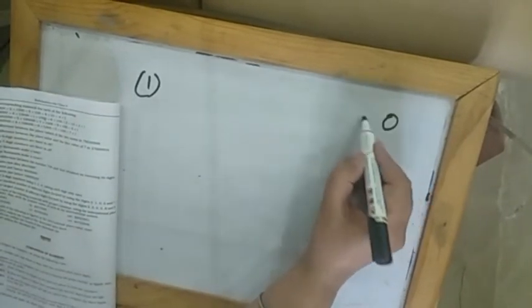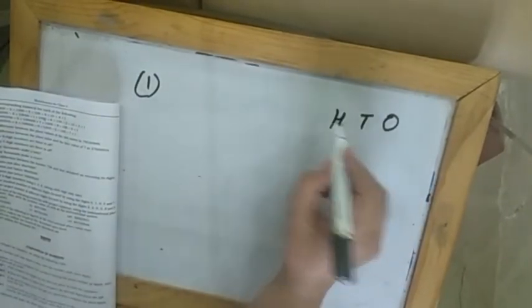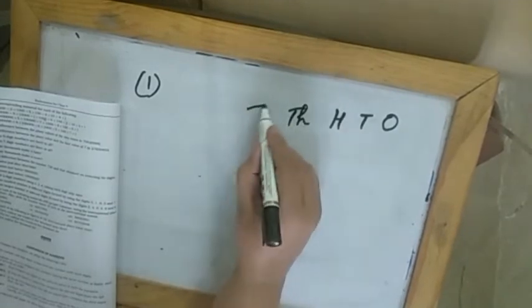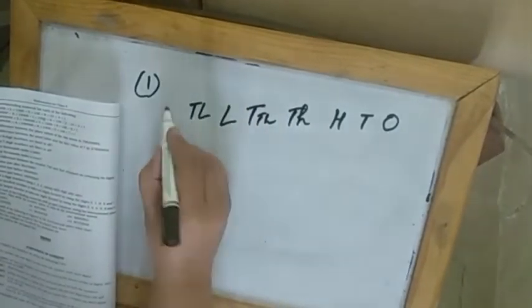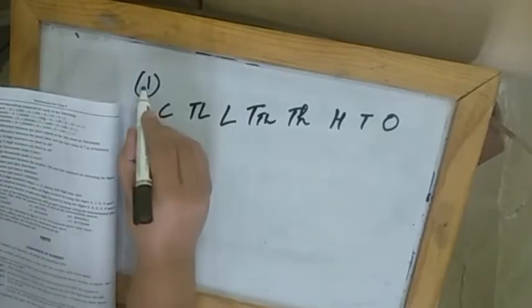Now let me do the first one. Whenever we have to do something like this, it's always better to write the place values for ones, tens, 100, 1,000, 10,000, lakh, 10 lakh, crores, 10 crores. So this is the fourth question.